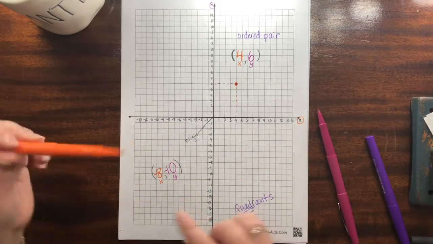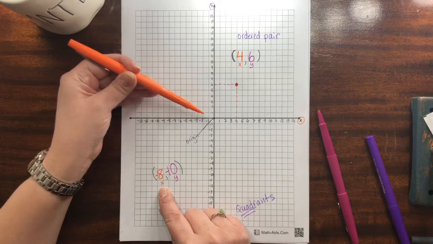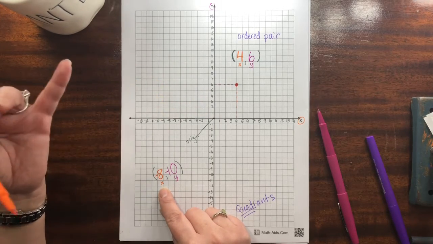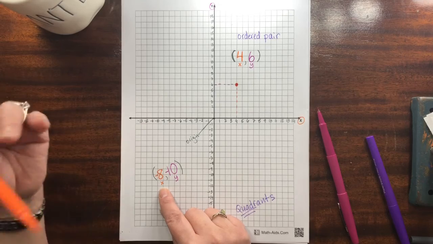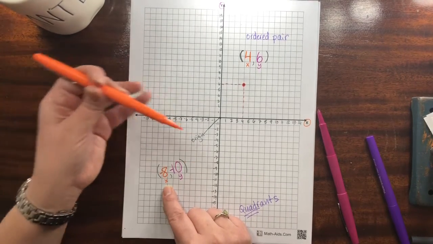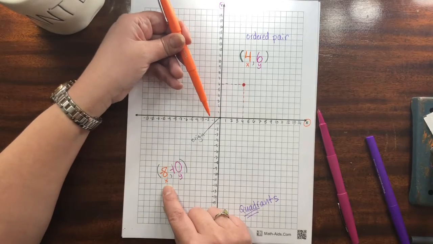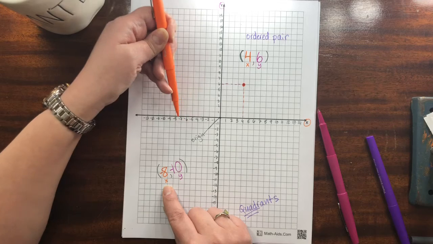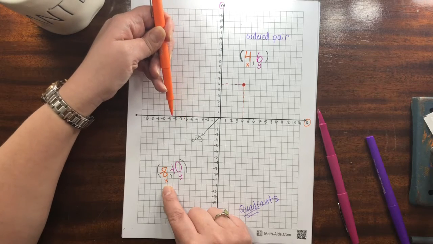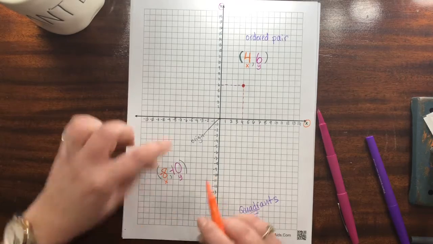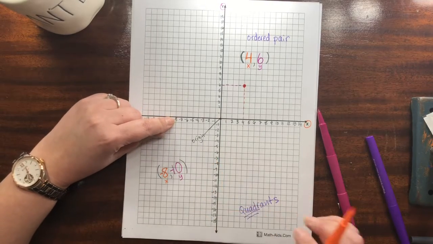Okay, so X is negative 8. So I'm going to count. And remember, my hands are shaky. I'm sorry. There's nothing I can do about it. You just kind of have to deal. All right, negative 1, negative 2, negative 3, negative 4, negative 5, negative 6, negative 7, negative 8. That is where I want to go for my x-axis.